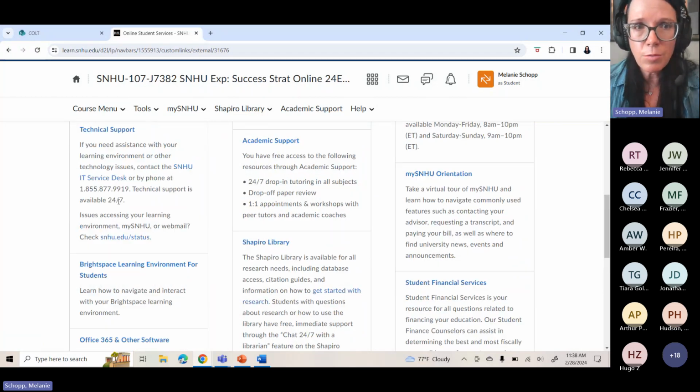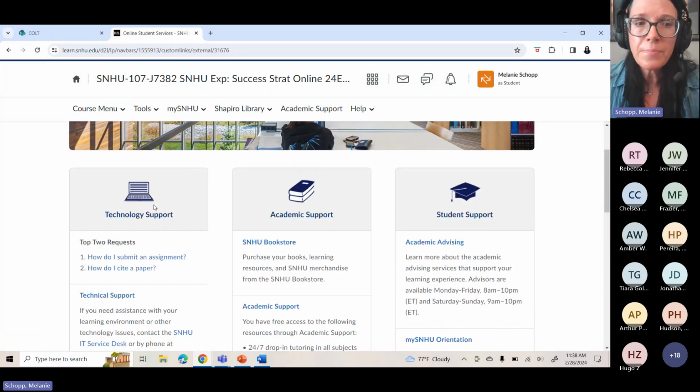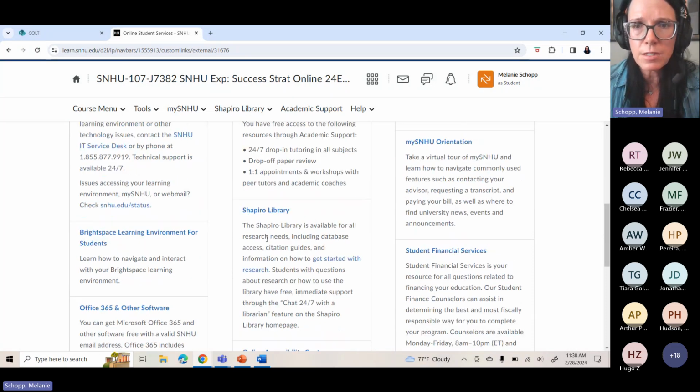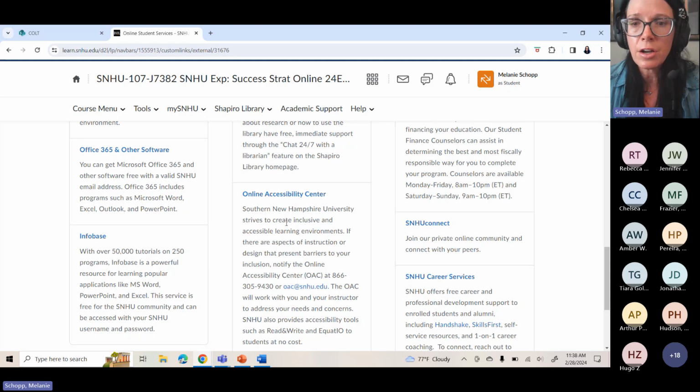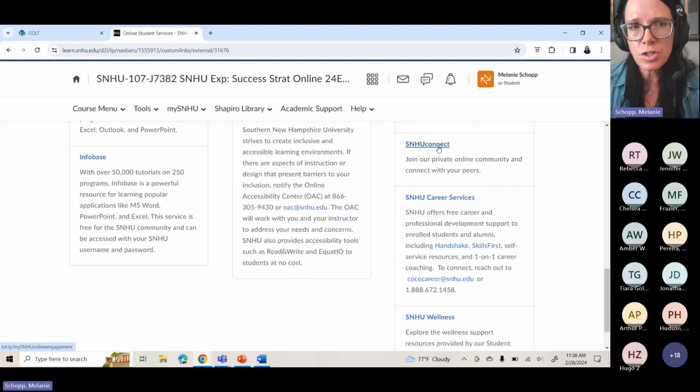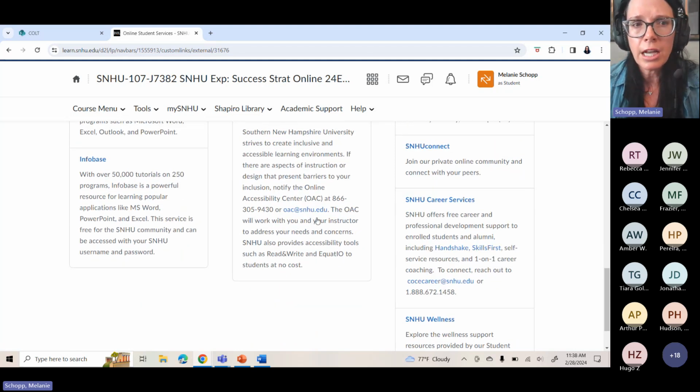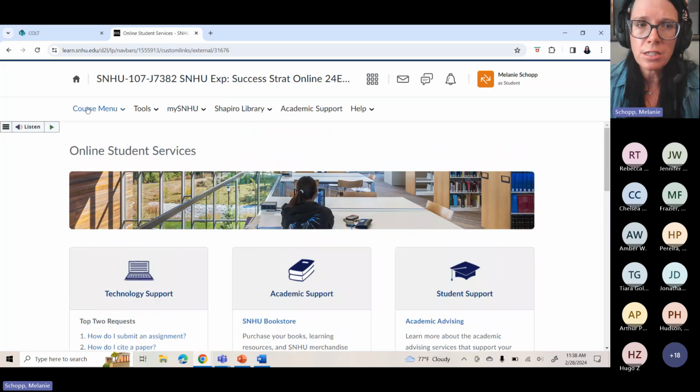The other things I wanted to remind you about is that this is where you can find the bookstore, advising, another link to academic support. My SNHU orientation is a great virtual tour of a lot of the things you might access here at SNHU, so I always encourage students to definitely take it. You can access student financial services. Here's that online accessibility center. There's also a quick link to SNHU Connect. When you click on SNHU Connect, it'll take you into those communities.